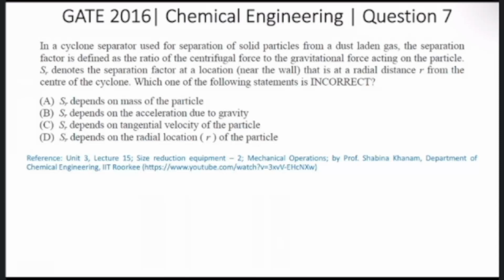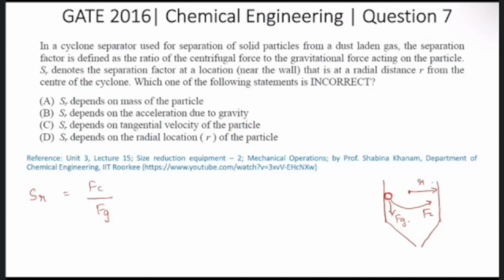So here in this question, they have given a cyclone separator of radius r, and a particle is undergoing two forces, a centrifugal force Fc and a gravitational force Fg. And by definition, the separation factor SR is given as the ratio of the centrifugal force to that of gravitational force, and that means SR will be Fc by Fg.